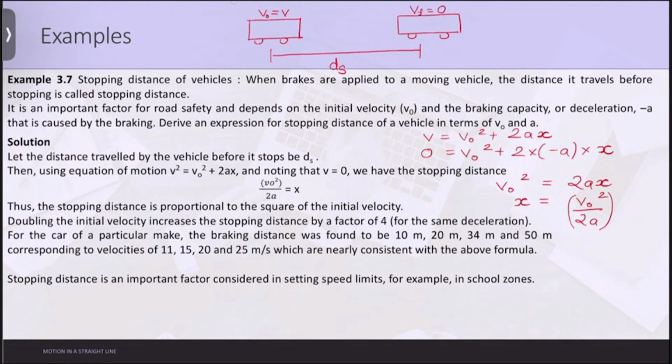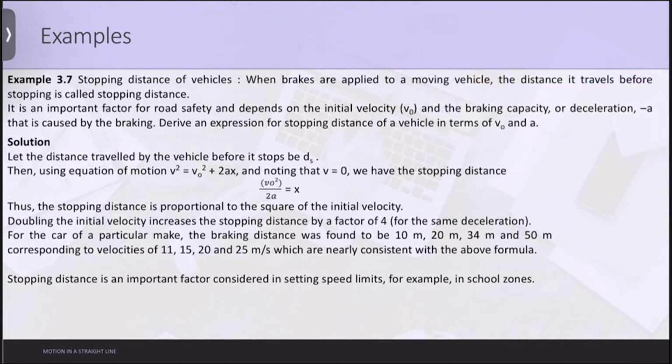Quite evident. The stopping distance x, also called SSD, is proportional to the initial velocity squared, because acceleration is constant. You always assume that acceleration is constant in this explanation. So the stopping distance is proportional to the square of the initial velocity. Doubling the initial velocity increases the stopping distance by a factor of 4. Quite evident. If we change this v0 to 2v0, then x would change to 4x. So that is how this has been explained.